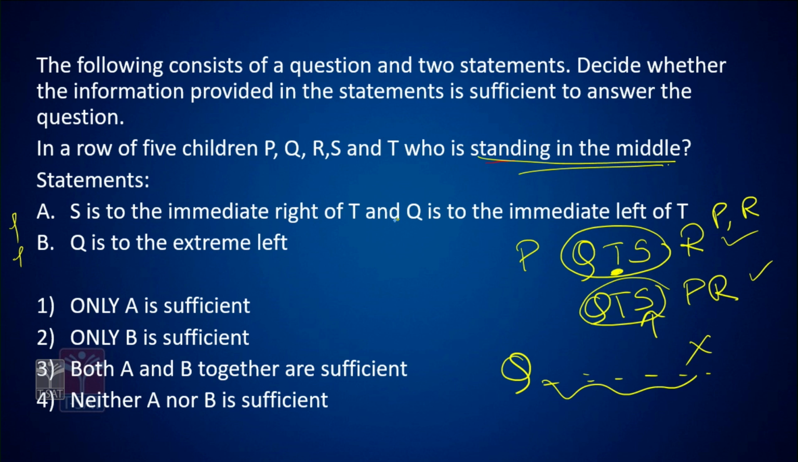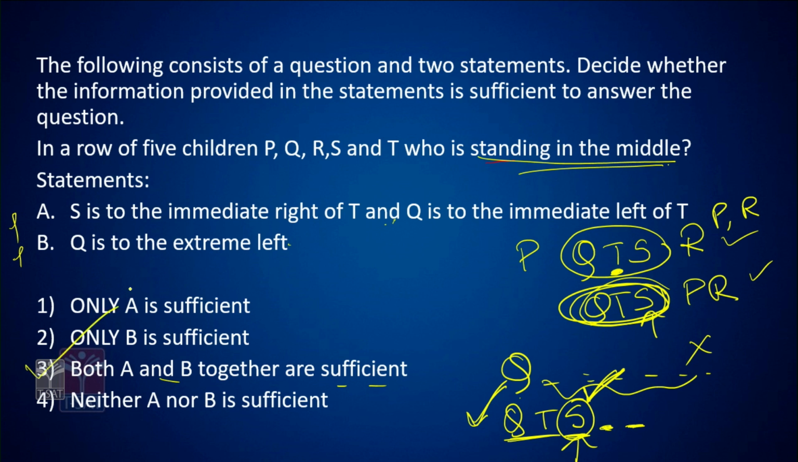Now let's look at both of these statements together. If we know that Q, T, S are standing like this, Q, then T, then S, and we know that Q is the extreme left, then P and R can take any of these 2 positions because Q has to be to the extreme left. So we know there are 2 children to the right of S and 2 children to the left of S. So definitely S is the middle person standing in this line. So definitely we need both A and B together to sufficiently answer the question. So the answer is option 3.